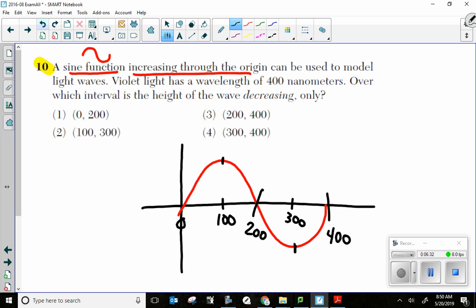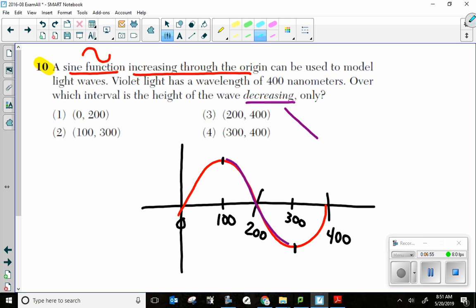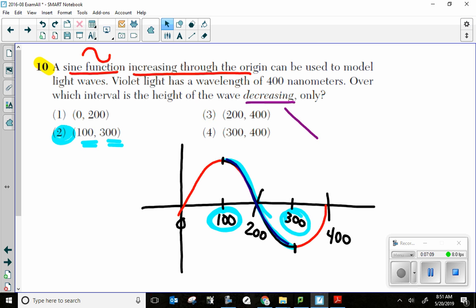All right. Now, they want to know which interval is the height of the wave decreasing only. So I have to look to see where this function is decreasing. That means it has a negative slope from here to here. Let me do that. Oh, I love to use highlighters. Oh, blue. From here to here, that's decreasing. That's from 100 to 300 is decreasing. Boom, choice 2. From 100 to 300. All right? Pretty simple. You just had to know some basic properties about a sine function.